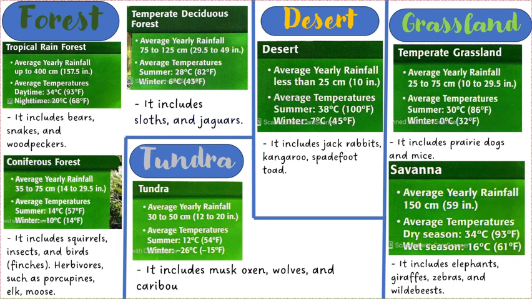The savanna rainfall is 150 centimeters. The temperature dry season and wet season. The dry is 34, the wet is 16. It includes elephants, giraffes, zebras, and wildebeests.